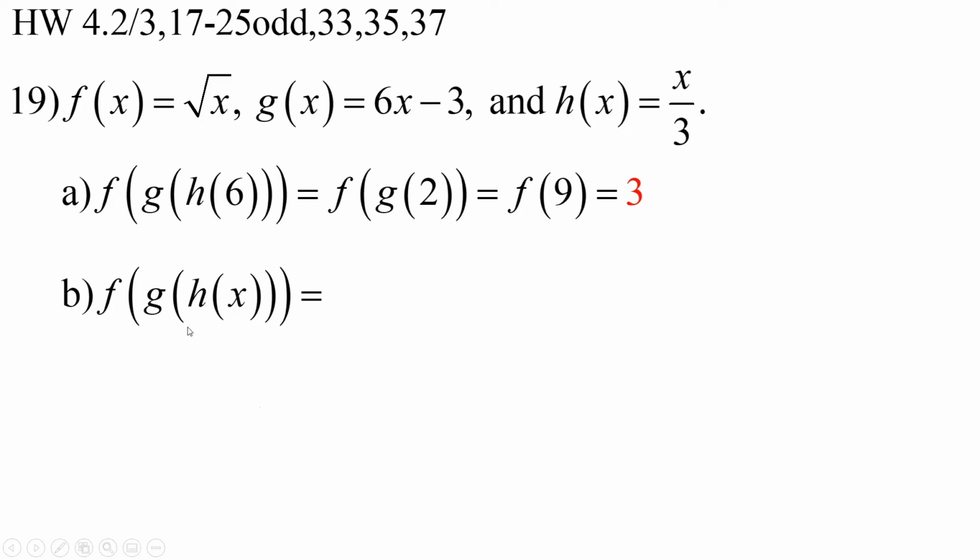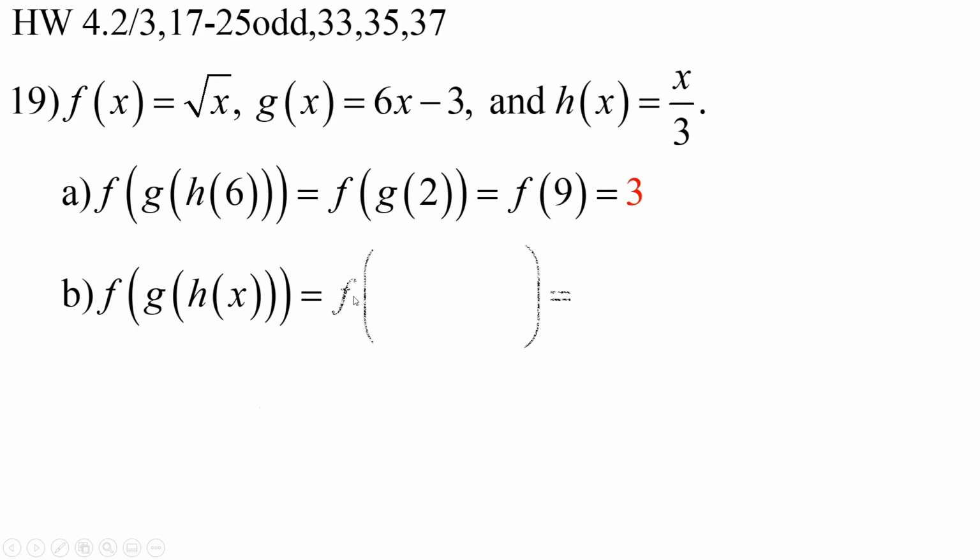F of g of h of x. So notice above it was h of 6, so we have a number for a solution. This is now h of x. So we're just doing a double composite function. We're going to get an expression here for f of g of h of x. But we're going to work it the same way.